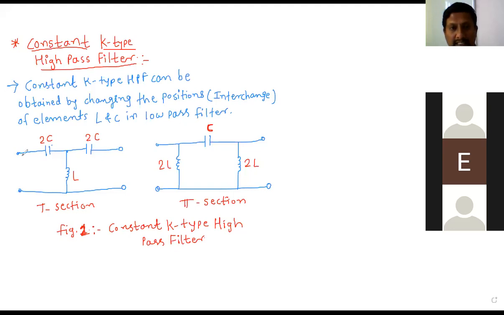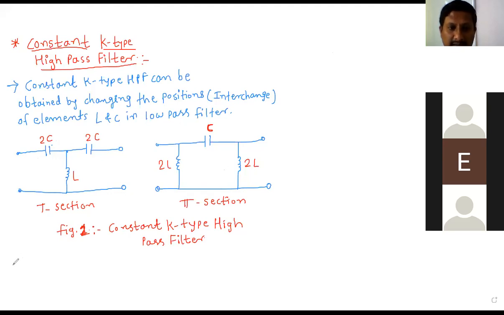So next, T section and pi section we have drawn for high pass filter. There is no need to prove here, because for capacitor again 1 upon j omega C, and for inductor j omega L. Take the multiplication again, you will get the same answer, that is L by C. L by C only you can get, and that is called K square here. Same proof will be there.